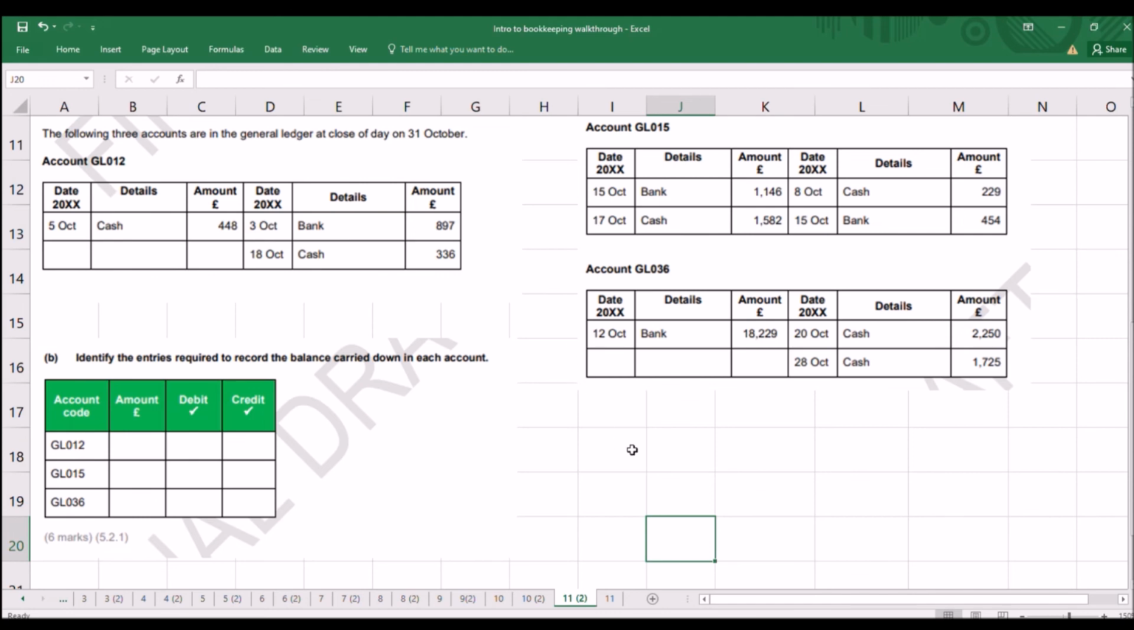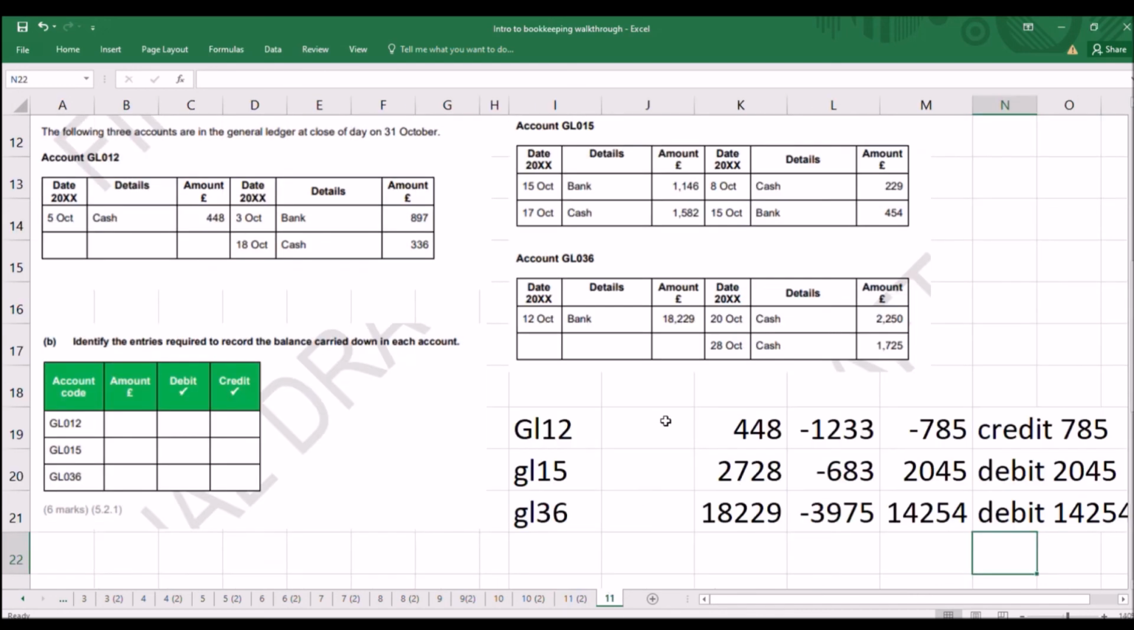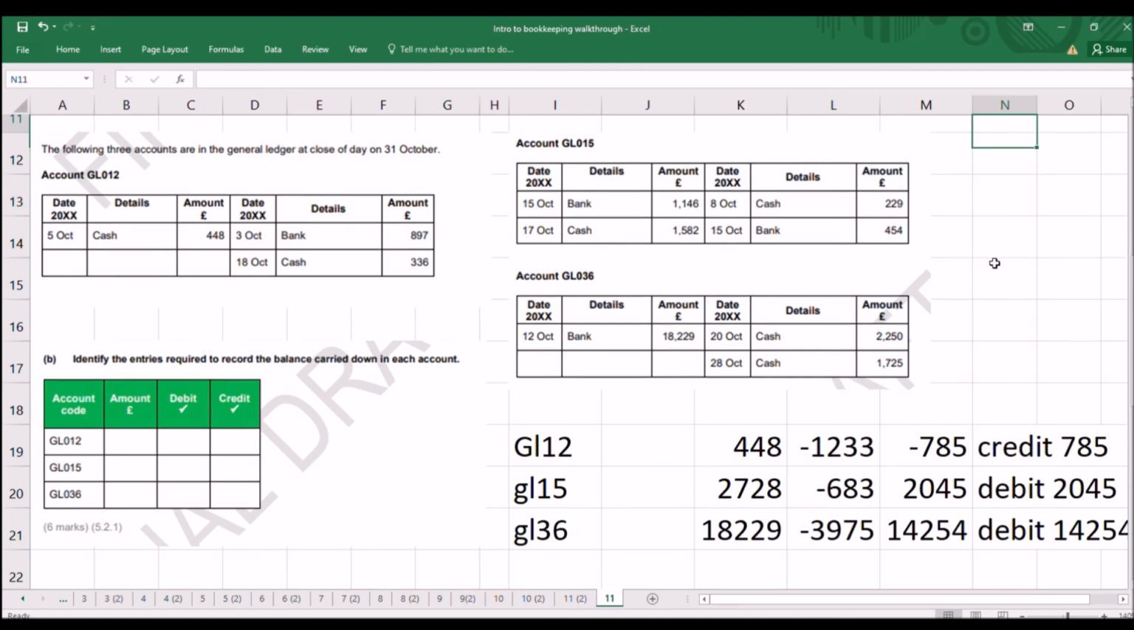So I'll pause there. You should just pause that and then do the questions. And now I'll move on to the answers. So let's make a start.